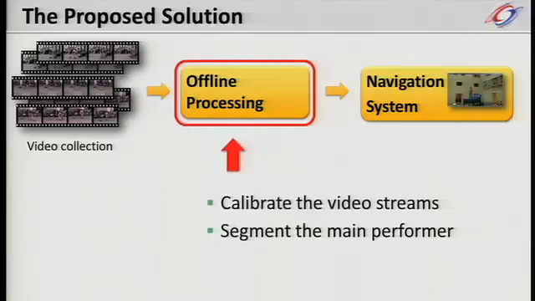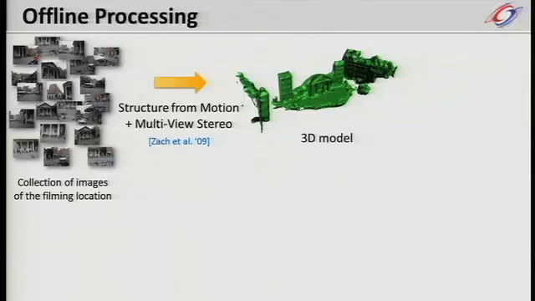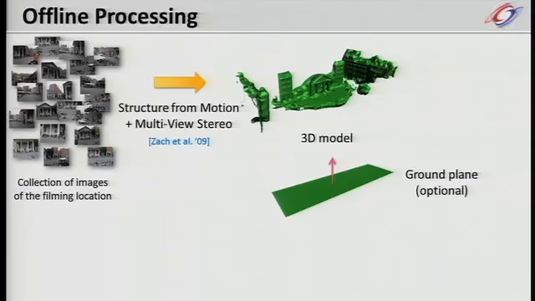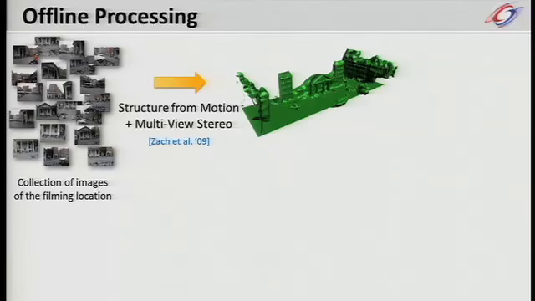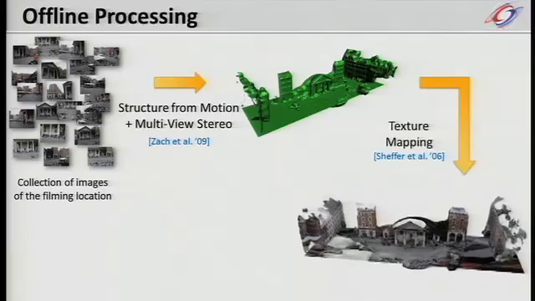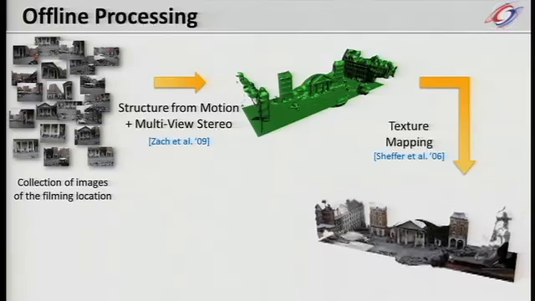We bootstrap this process by taking some images of the filming location and by applying structure from motion plus multi-view stereo to obtain a 3D model of all the static elements of the scene. Optionally, at this point, the ground plane is added to the geometry, since it might be missed from the reconstruction. Then, after that, the 3D model is texture mapped, as you can see here. The video collection is then synchronized in time using audio, and each video stream is color calibrated with respect to each other and with respect to the textured geometry.